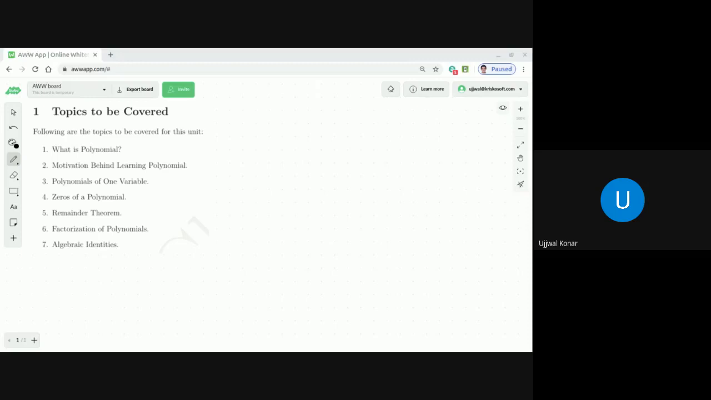Good afternoon, students. Today we are going to discuss a new topic that is called polynomials. If you see the topics we are going to discuss in this unit, they are like this. First, we'll learn what a polynomial is. Second, we'll learn the motivation behind learning polynomials, that is, why we should learn polynomials.